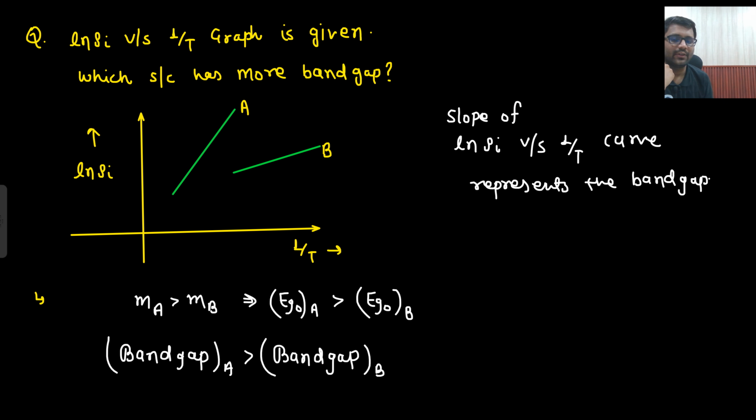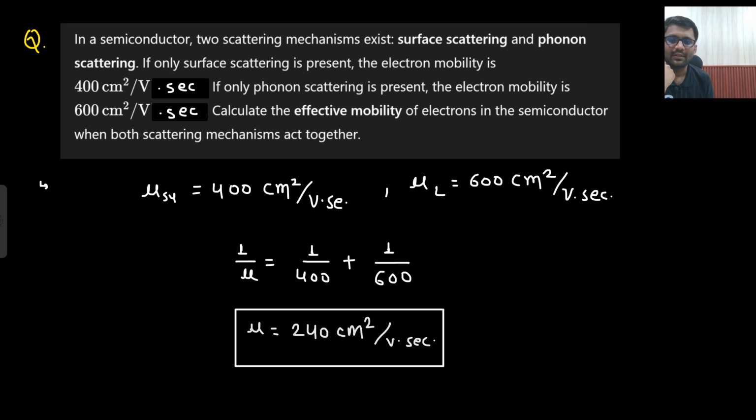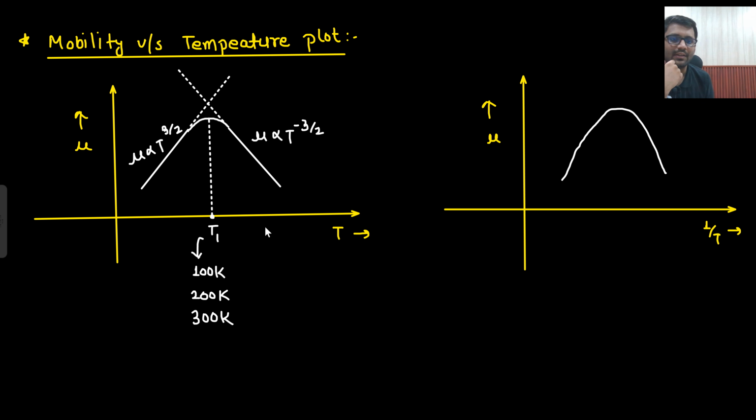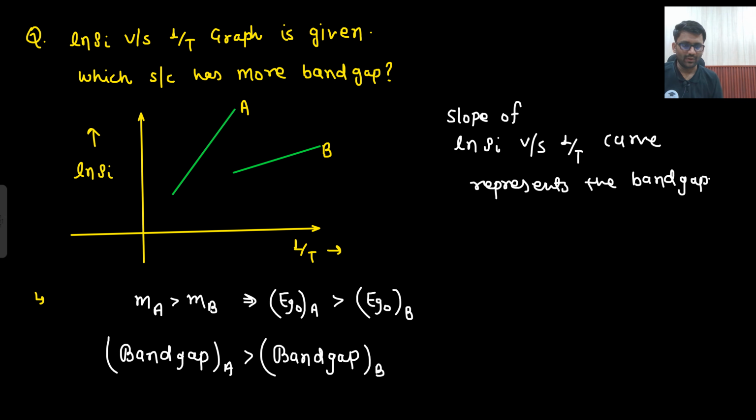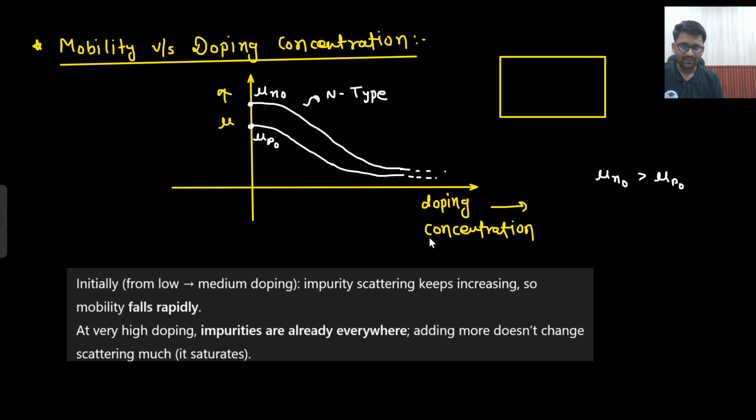Right? In this graph as well you can do the same thing. If this graph I am making for electrons, then the graph of holes will go like this. It will go like this, right? Because the mobility of electrons is more than the mobility of holes. So this particular graph is for n-type semiconductor and this particular graph is for p-type semiconductor.